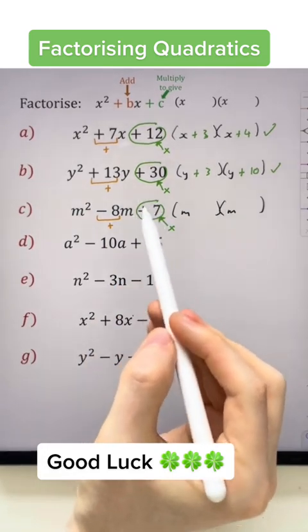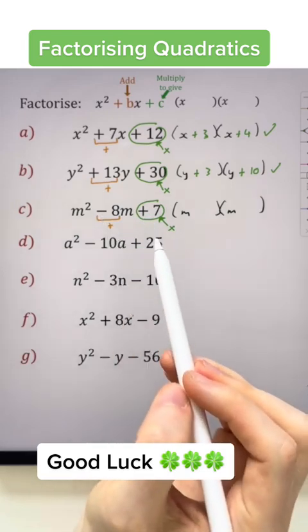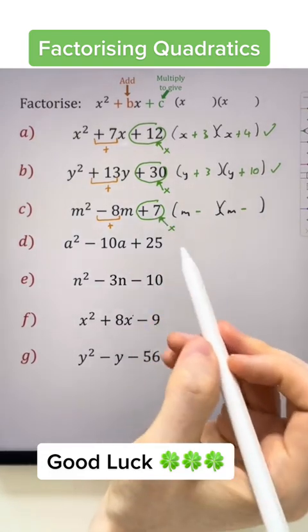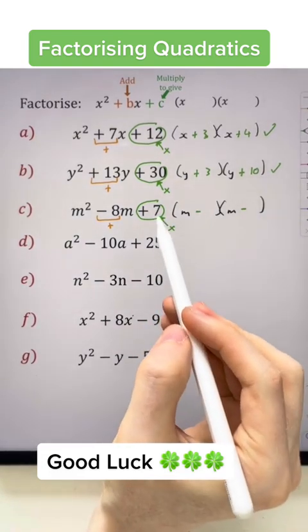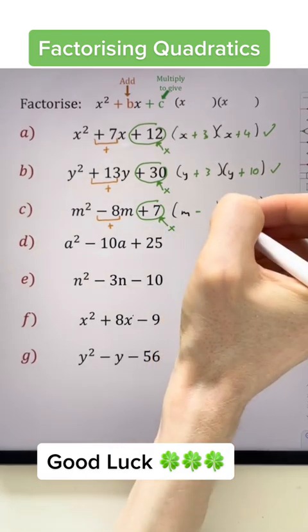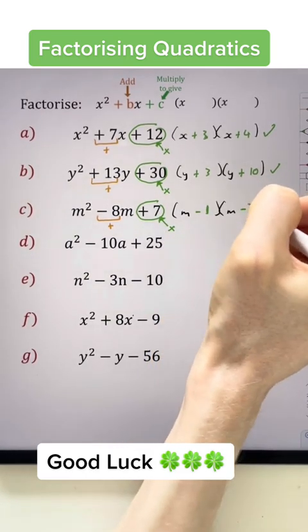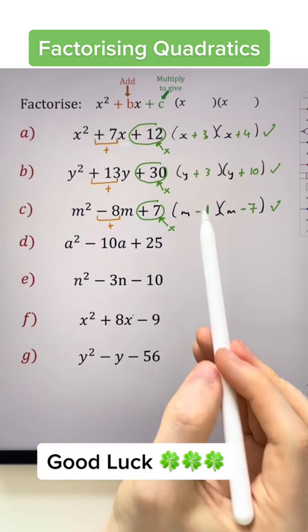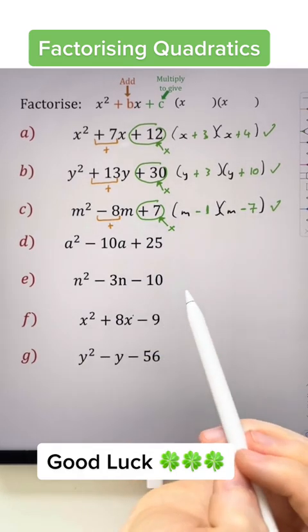If our constant, our number term, is positive, and the number in front of our single letter is negative, then the signs inside the bracket are both negative. 7 is prime. The only way to get a prime number is 1 times itself. So in this case, my two numbers are going to be negative 1 and negative 7 in any order, because negative 1 times negative 7 will give us plus 7, and negative 1 minus 7 will give us negative 8.